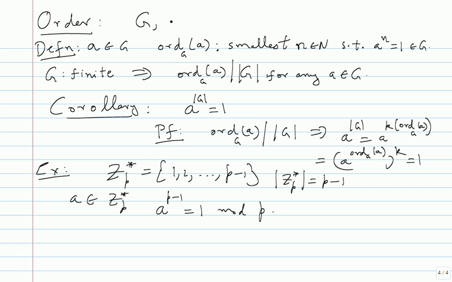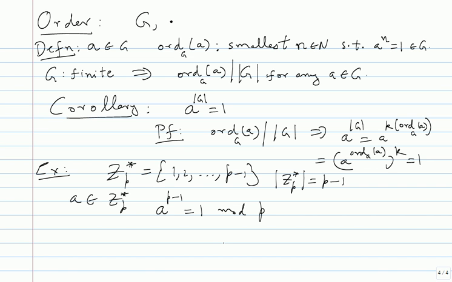Okay, this is a very famous result. Anyone knows what this result is called? Yeah, Fermat's little theorem or something like that. Okay, I think it's called Fermat's little theorem. But anyway, it doesn't matter what it's called. This is a very famous result in number theory.